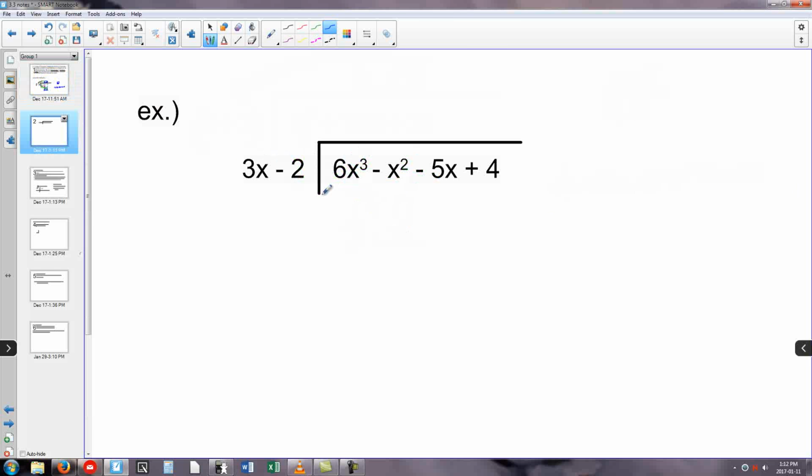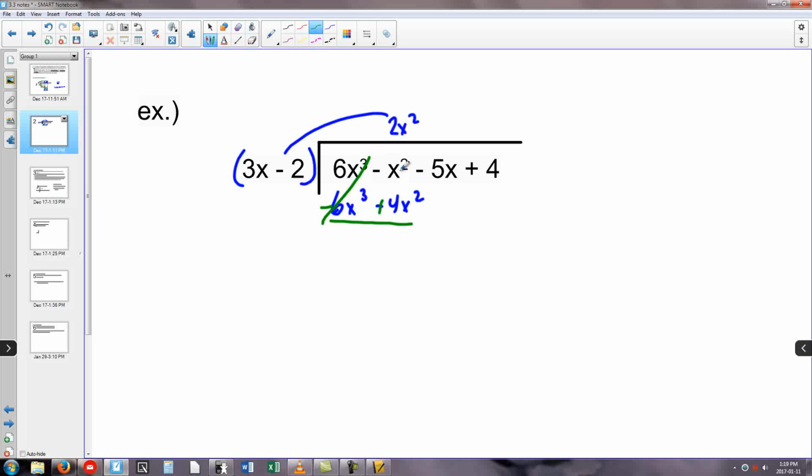We can look at another example of this long division. The 3x, to make it a 6x cubed, I would multiply by 2x squared. Okay, so let's keep that going. We got 2x squared. If I multiply 2x squared by my 3x, that will become 6x cubed, and 2x squared times a negative 2 would be negative 4x squared. But again, I'm going to subtract this line, which means to change both signs.